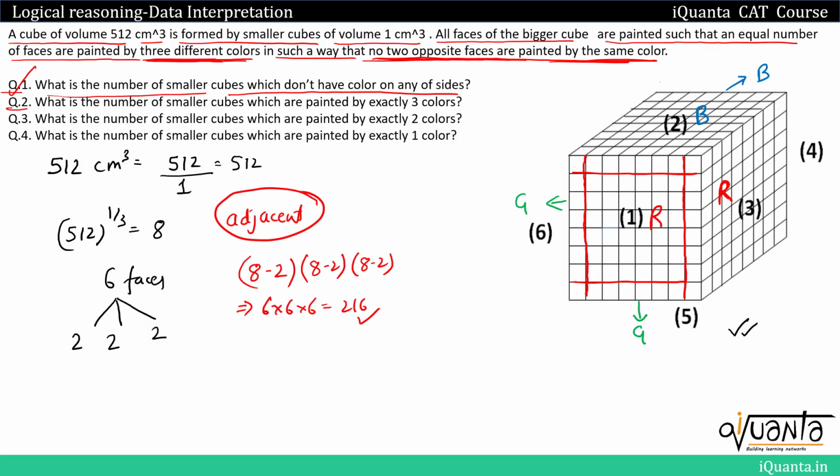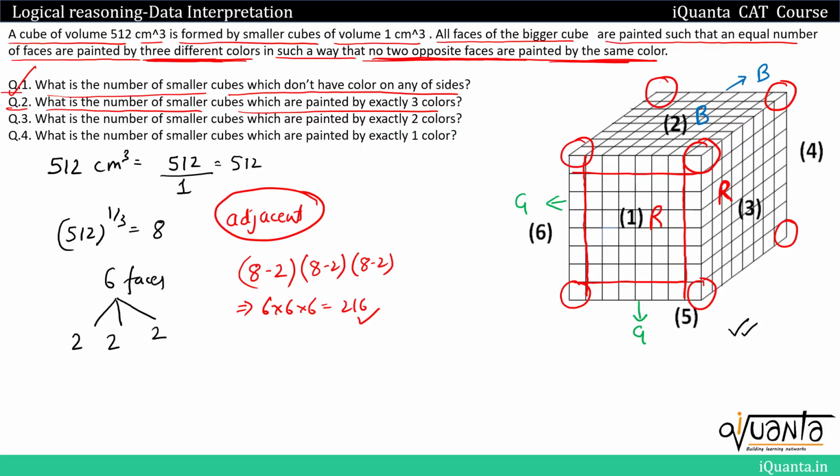Let's try to solve the second one. What is the number of smaller cubes which are painted by exactly 3 colors? Now while learning the basics of cubes, I have told you that whenever we are talking about exactly 3 colors in a cube, you will always find that particular cube in the corners. So we'll look at the corners of this cube. We have one corner over here, 2, 3, 4, 5, 6, 7 corners, and one corner is at the back, which is at the left bottom.